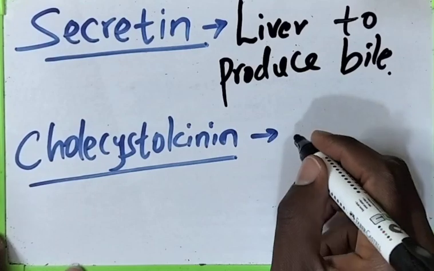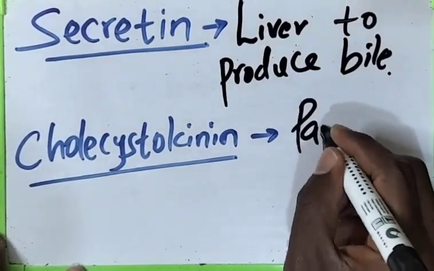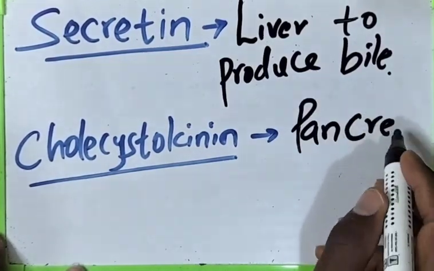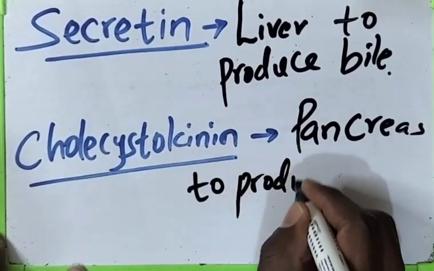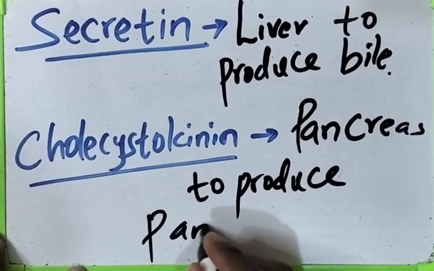Cholecystokinin stimulates the pancreas to produce pancreatic juice.